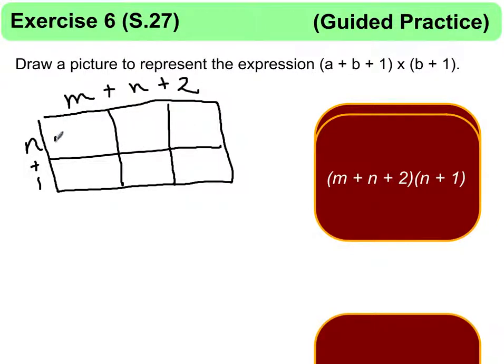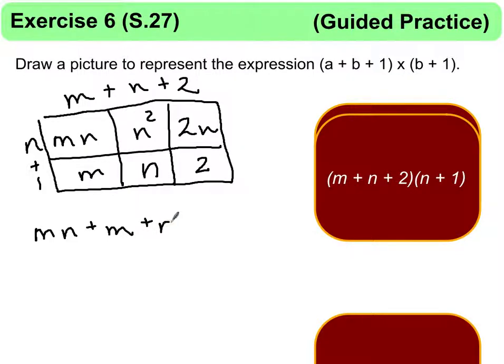and we'll multiply. M times n is mn, n times n is n squared, and n times 2 is 2n. Second row is m, n, and then 2. So when I write down my final answer, you have mn plus m plus n squared. Now be careful right here. This is a 1n and a 2n. When we add that together, we're going to get 3n and then plus 2.